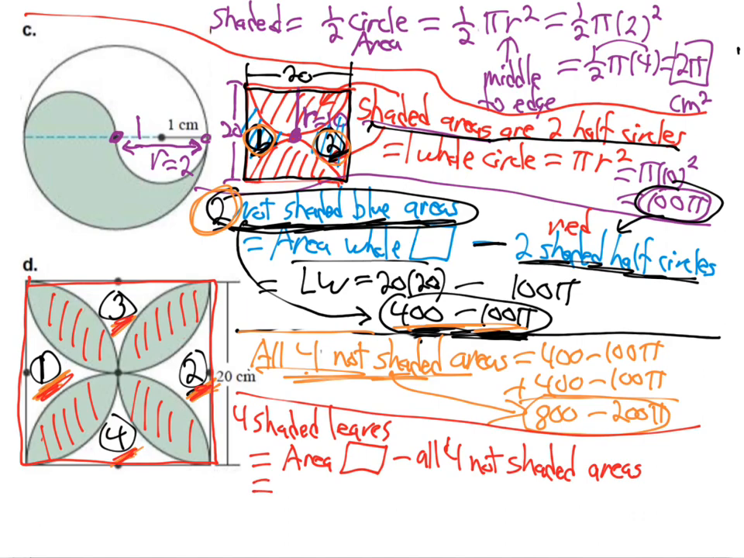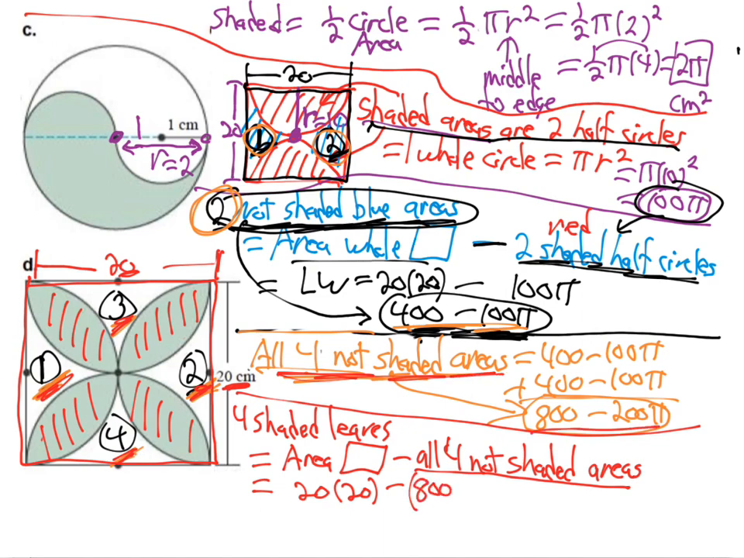So what's the area of the whole square? Well, it's a square, so it's 20 by 20, right? This is 20 here by 20 here. Area of a square is just length times width, one side times the other, 20 times 20, minus, what's all four not shaded areas? All four not shaded areas is this. You got to put parentheses around that because you're subtracting the whole thing. Like that.